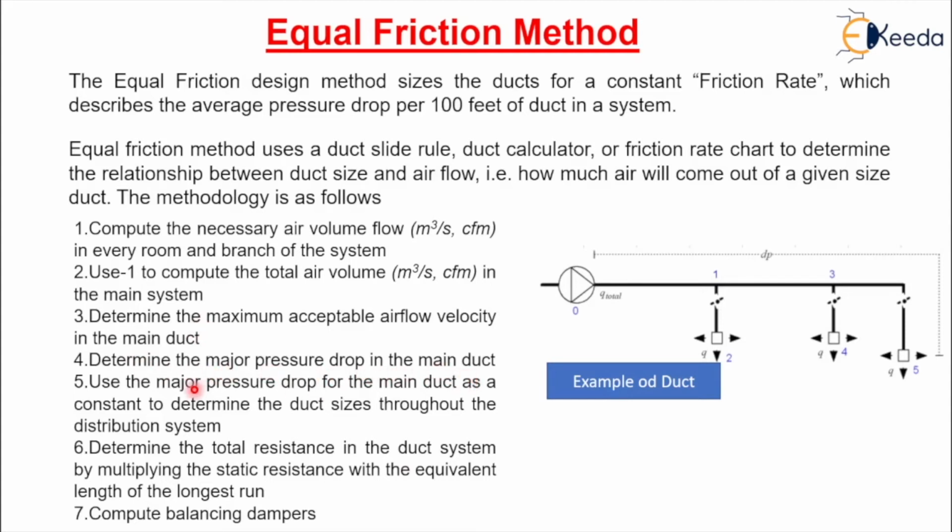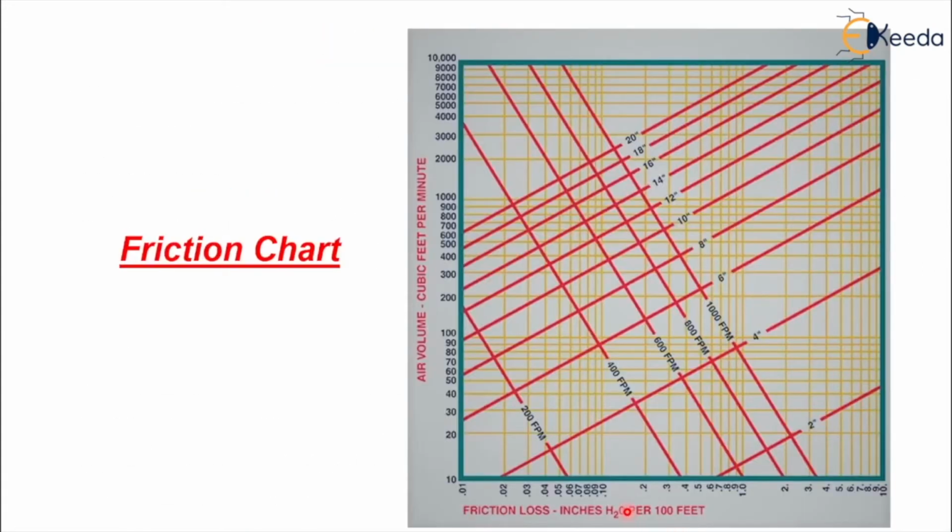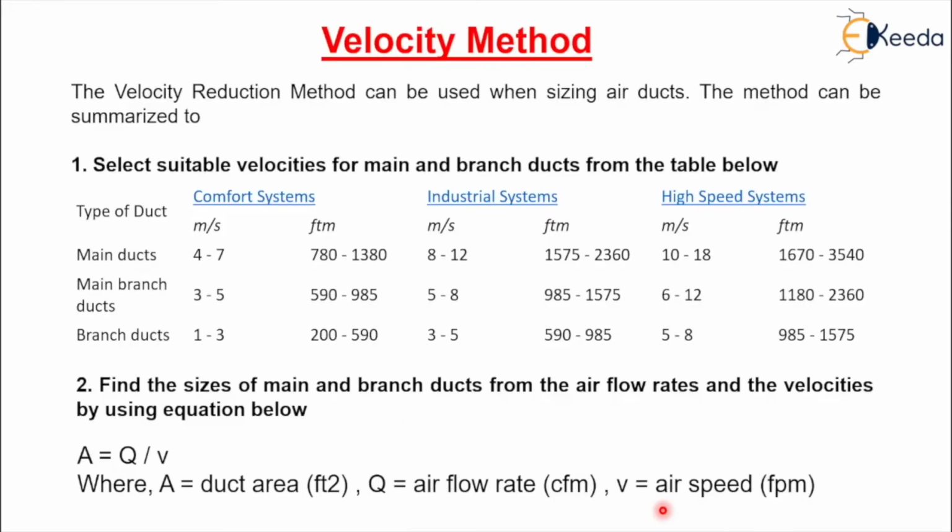Now we have calculated it. Use the major pressure drop for the main duct as a constant to determine the duct size throughout the distribution system. Determine the total resistance in the duct system by multiplying the static resistance by the equivalent length of the longest run. Now, what is the meaning of this statement? It says that in the friction chart you see here, the friction loss is in inches H2O per 100 feet. If there is a 1000 feet duct system, then we will multiply this friction loss by 1000. The meaning of that line is this only.